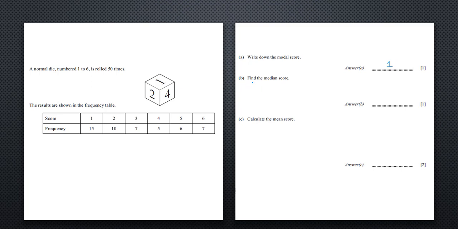Find the median score. For the median score, we have to take into account how many total entries we have, since n is 50, which again is even. So we know that the median is going to lie between the n upon 2th and n upon 2 plus 1th value, which in this case is the 25th and 26th value. It would be the average between the 25th and the 26th value. So here again, we will have to complete this table by finding the cumulative frequency. So let's go ahead and do that.